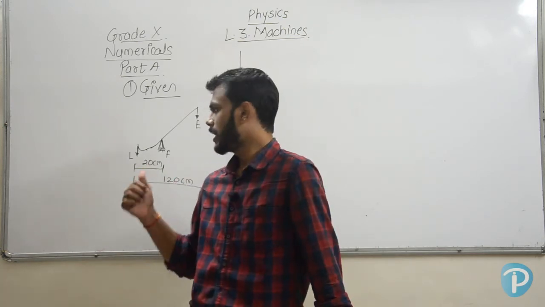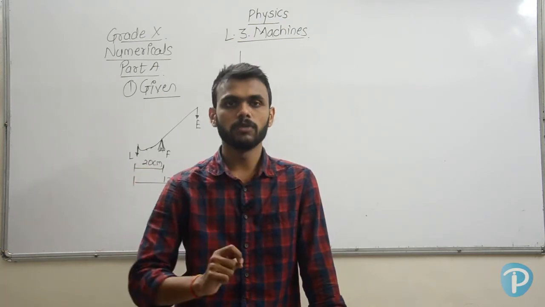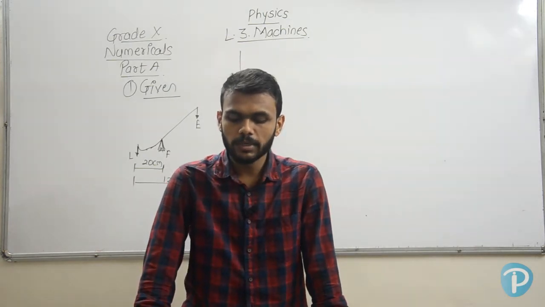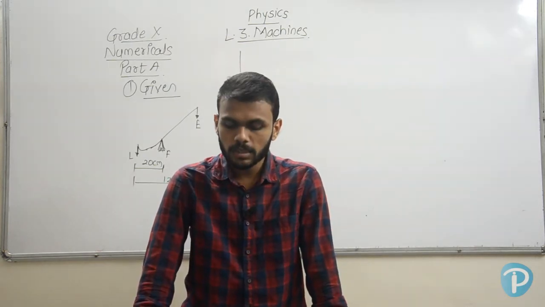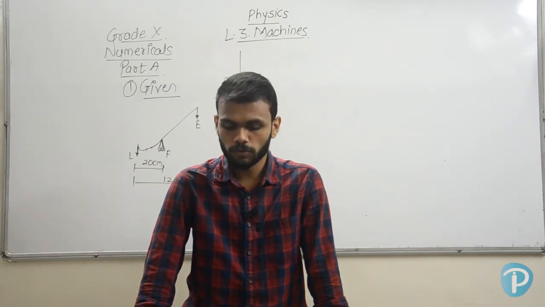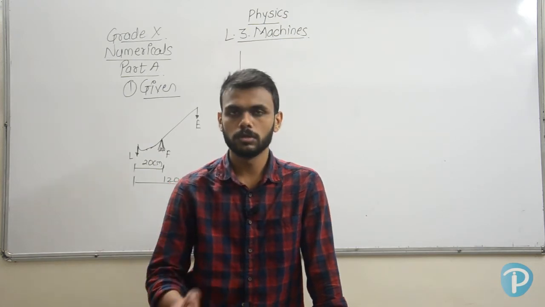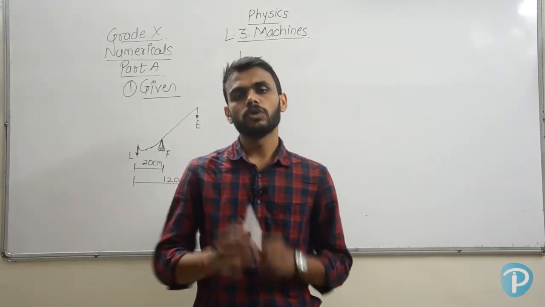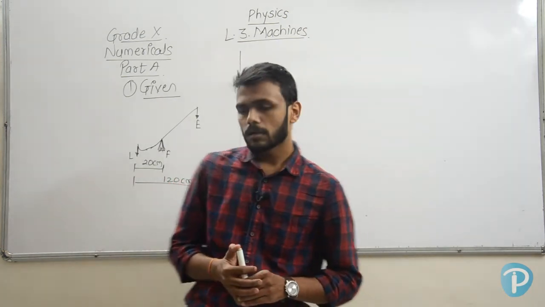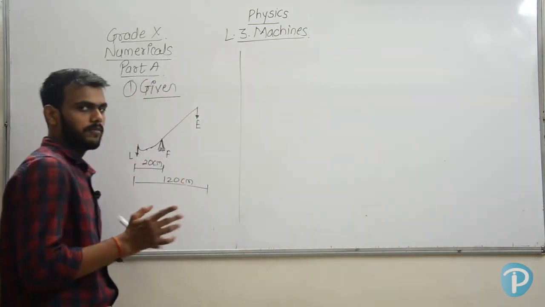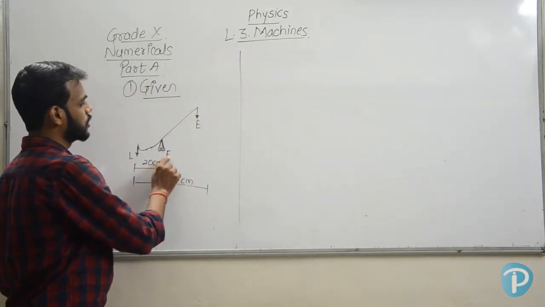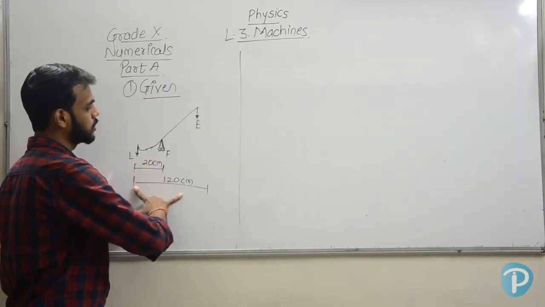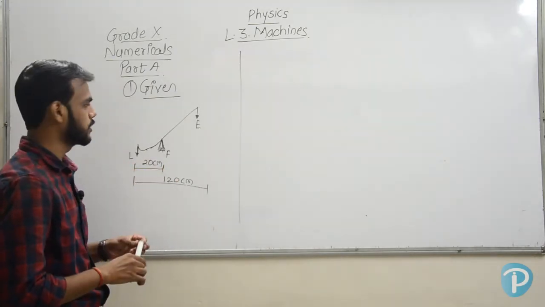As you can see, a diagram I have drawn, that is for question number 1. The question is given like this: a crowbar of length 120 cm has its fulcrum situated at a distance of 20 cm from one end, from the load actually, and calculate the mechanical advantage of the crowbar. So as you know that crowbar is a class 1 lever, so I have drawn here. So fulcrum is at center. From the load, fulcrum is at 20 cm and total length of the crowbar is 120 cm.